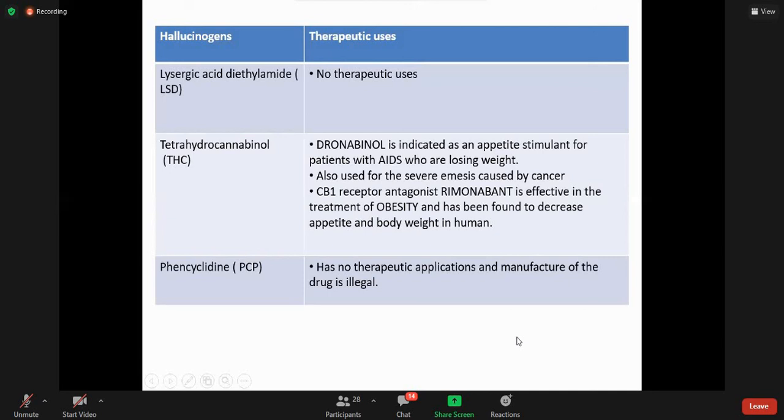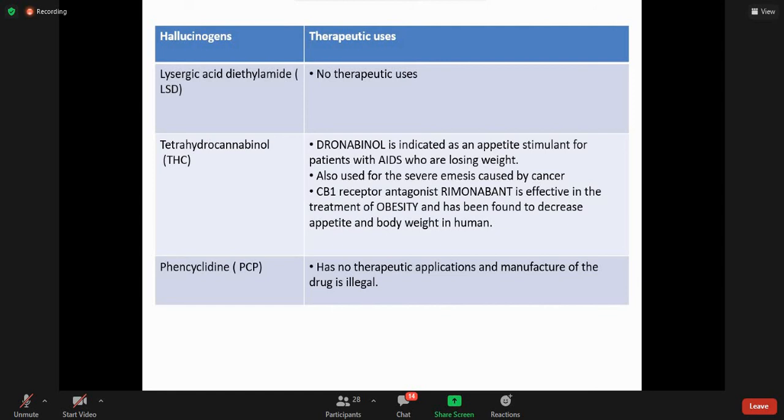And schedule 1 controlled drugs, what is the criteria? No medical use and high addiction potential. High addiction potential. An example, heroin, LSD. So this LSD belongs to class 1 scheduled drug, having no therapeutic application. If anyone is using, that is the illegal use.